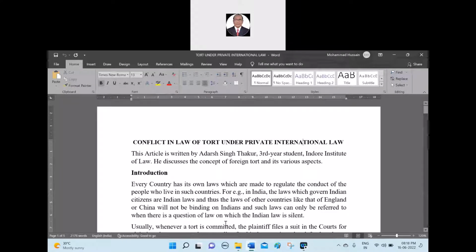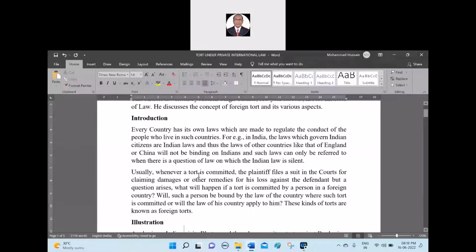Now let us see, of course, I have taken this from Adarsh Singh Thakur, a third year student of the Indore Institute of Law, and he discussed the concept of foreign tort and the various aspects of it. I should be thankful to him, otherwise it will not amount to a gentleman's agreement, from where I have taken this article. So now let us see what I would like to make out in the introduction.